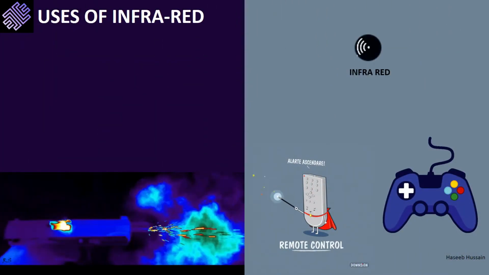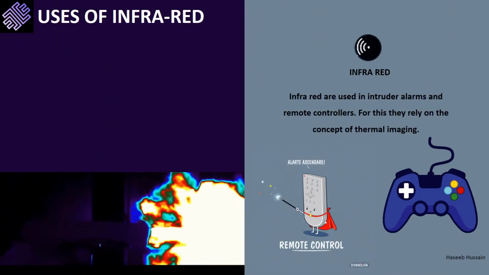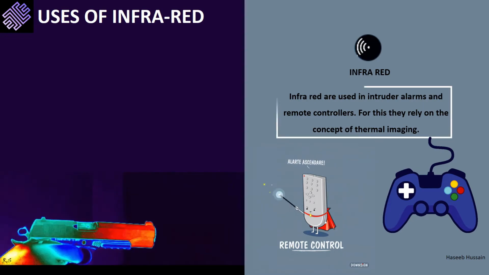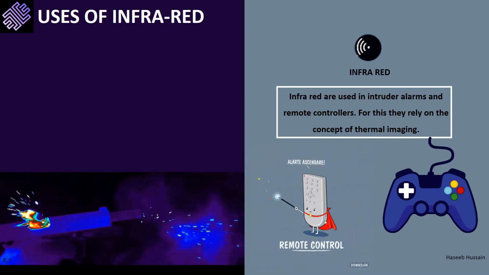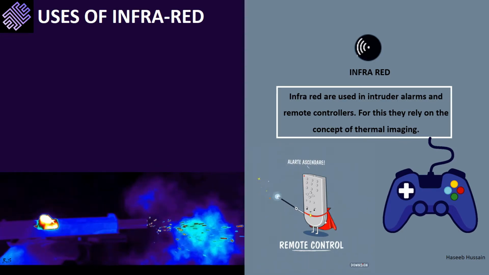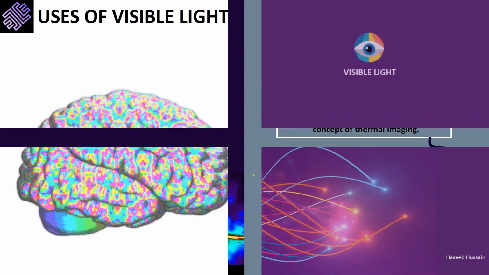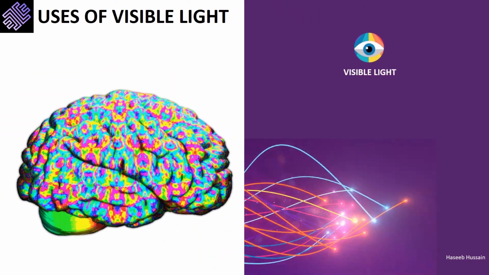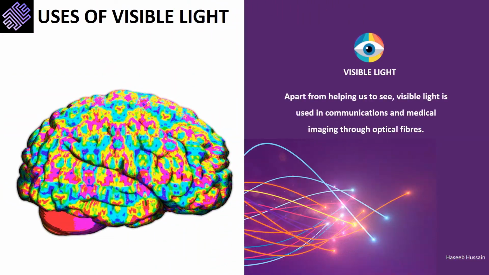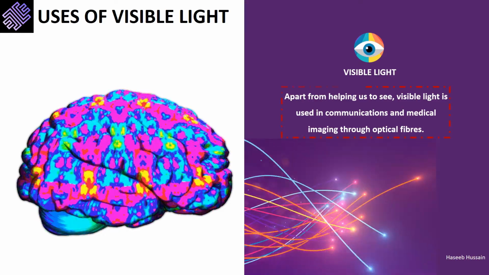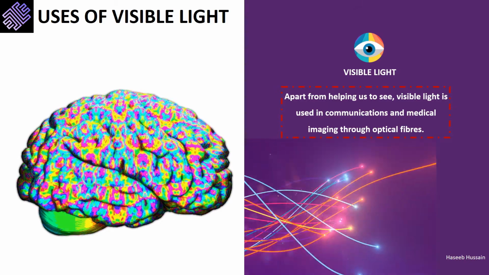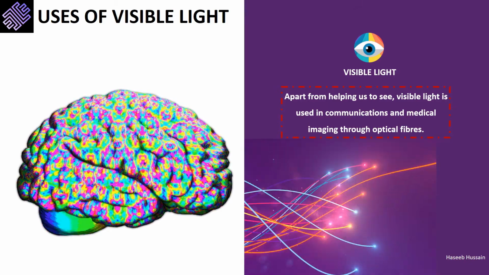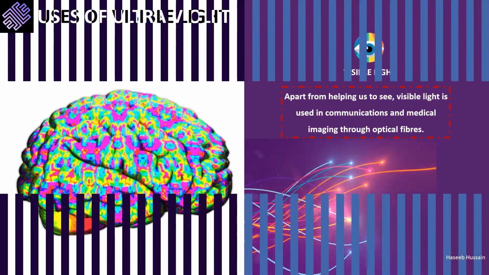Infrared waves are used in intruder alarms and remote controllers because of their ability to detect or send thermal signatures. Below, you can see the thermal signatures of a gun before and after a bullet was fired. Apart from helping us to see, visible light is used in communications through optical fiber. Moreover, it is used in medical imaging of internal body organs through techniques such as MRI scan of the brain.